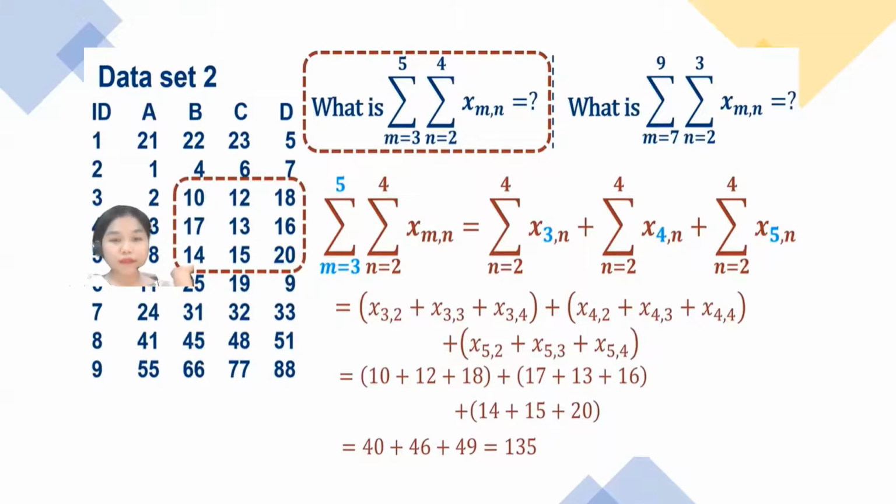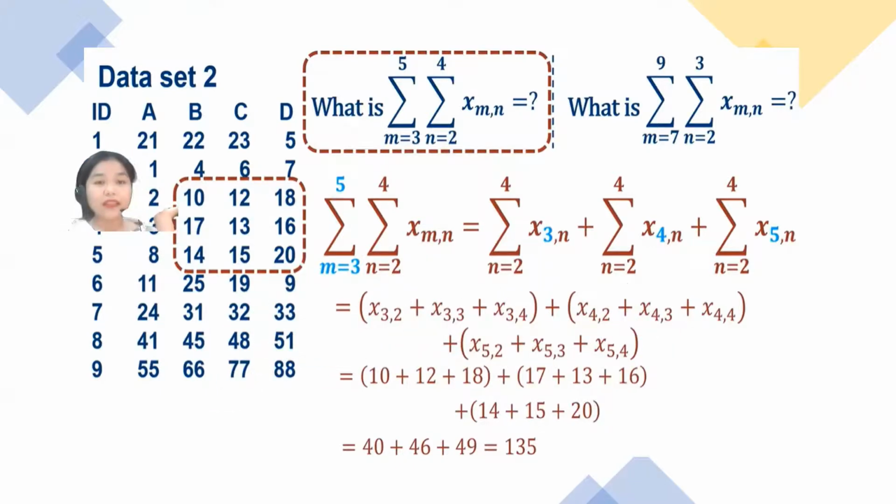So, summation of x5n as n goes from 2 to 4 is x row 5 column 2, x row 5 column 3, and x row 5 column 4. So, are we done? Is this the final answer? Of course not. It's not yet the final answer. We need to specify the values corresponding to those locations or positions. So, let's find them. These only serve as guides. Okay? They're actually locators of the specific values.